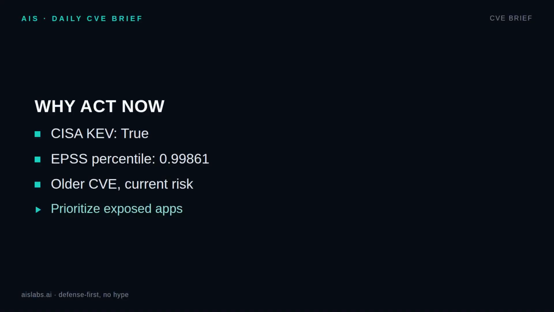The reason this is number one today is not just the 9.8 score, it's the exploitation signal. This CVE is marked as present in CISA's known exploited vulnerabilities catalog, which means defenders should treat it as more than a theoretical bug. KEV status is one of the strongest public signals that a vulnerability has been exploited in the real world. On top of that, the EPSS percentile is 0.99861, placing it extremely high relative to other vulnerabilities in terms of predicted exploitation activity.